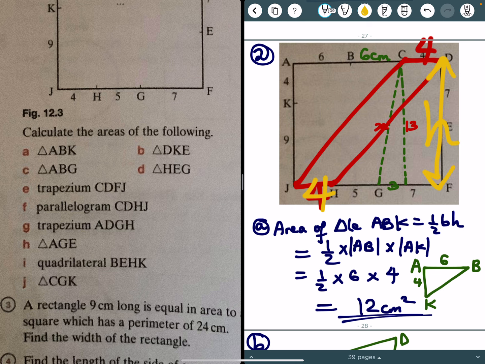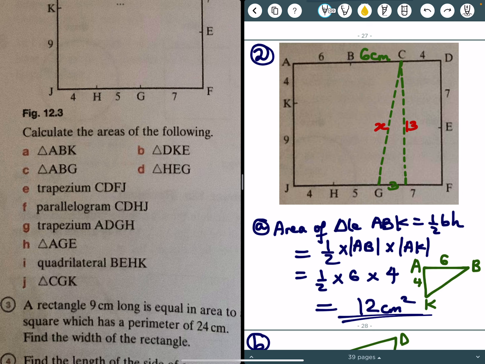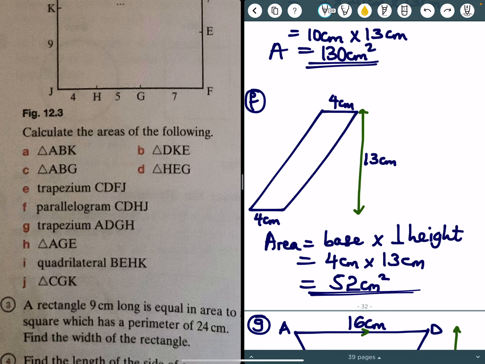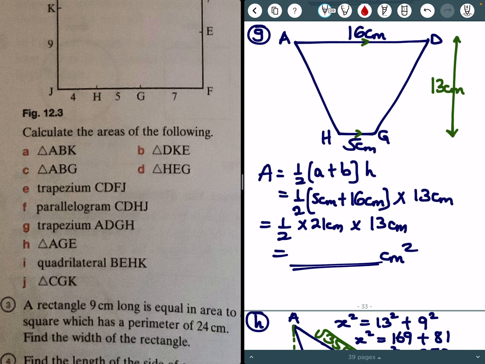This is the perpendicular height of the parallelogram, which is 13. So 4 times 13, because I know the perpendicular height as 13 and I know the base. Base times perpendicular height gives me 4 times 13, 52 centimeters squared. So the area of parallelogram CDHJ is 52 centimeters squared.